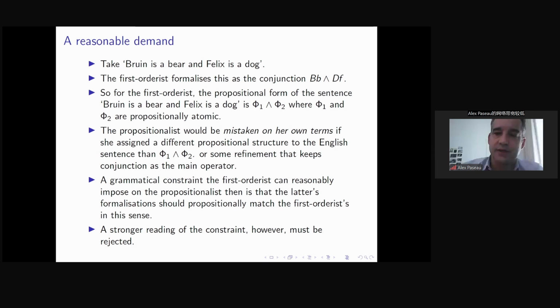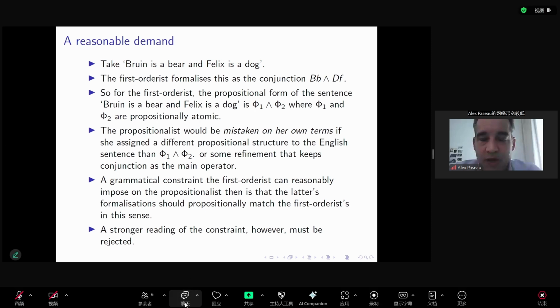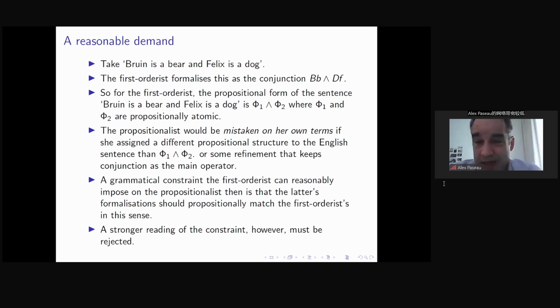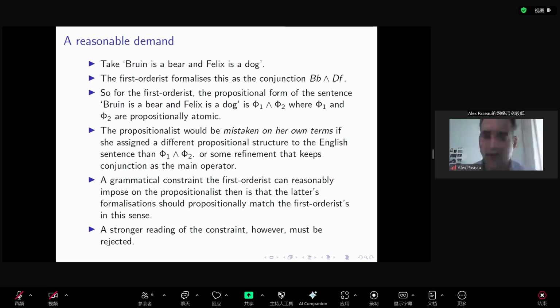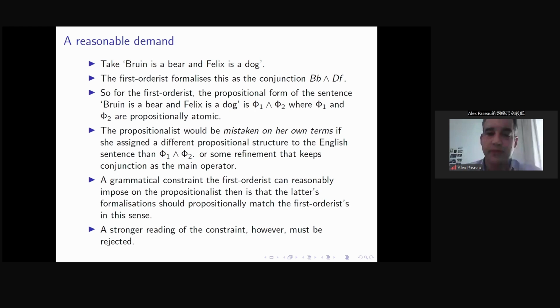Look, the first orderist, someone who accepts first order logic and uses that logic to formalize, sees this as a conjunction. They would formalize this as Bb ∧ Df. So they see it as a conjunction with two conjuncts. The first conjunct is a predicate constant sentence, and the second one is another predicate constant sentence. So the propositional form, for the first orderist, of that sentence is φ1 ∧ φ2, where φ1 and φ2 are propositionally atomic. There's some further structure to discern there according to the first orderist, but the overall structure, the main connective, is a conjunction. So from the first orderist's point of view, the propositionalist, who uses propositional logic to formalize sentences, would be mistaken on her own terms if she assigned a different propositional structure to the English sentence than φ1 ∧ φ2, or some refinement that keeps the conjunction as the main operator.